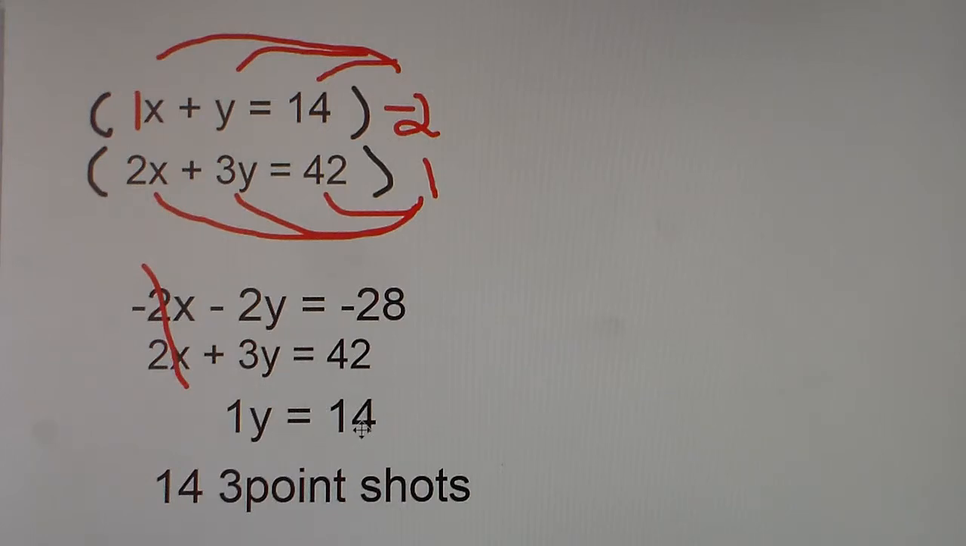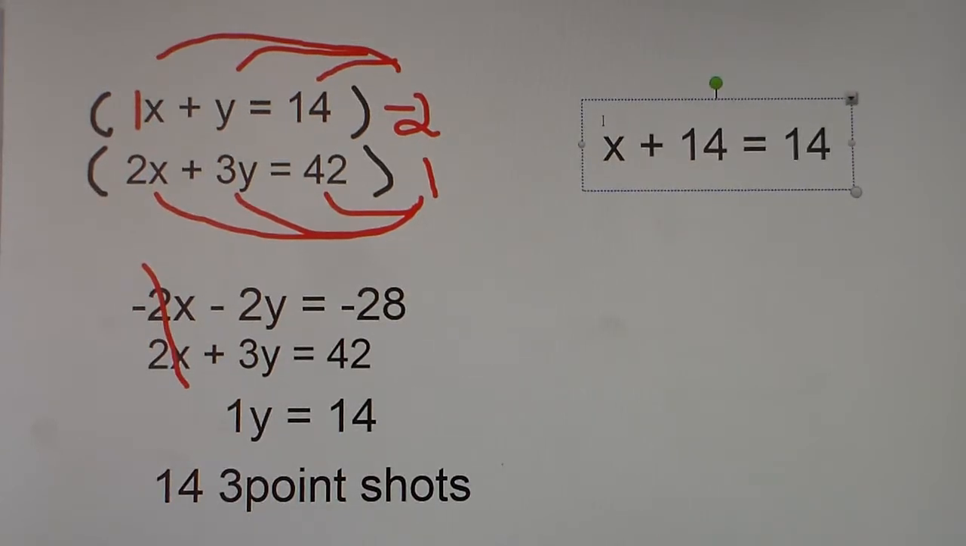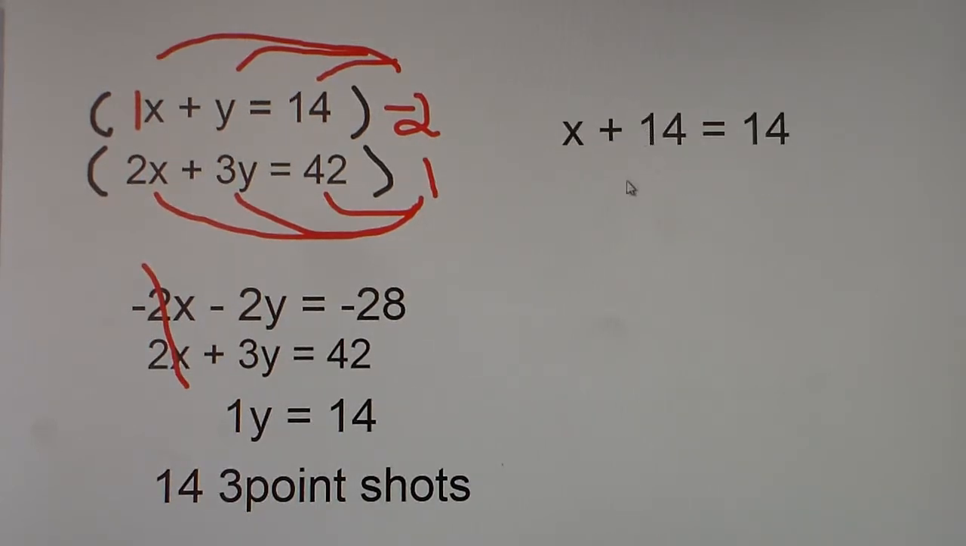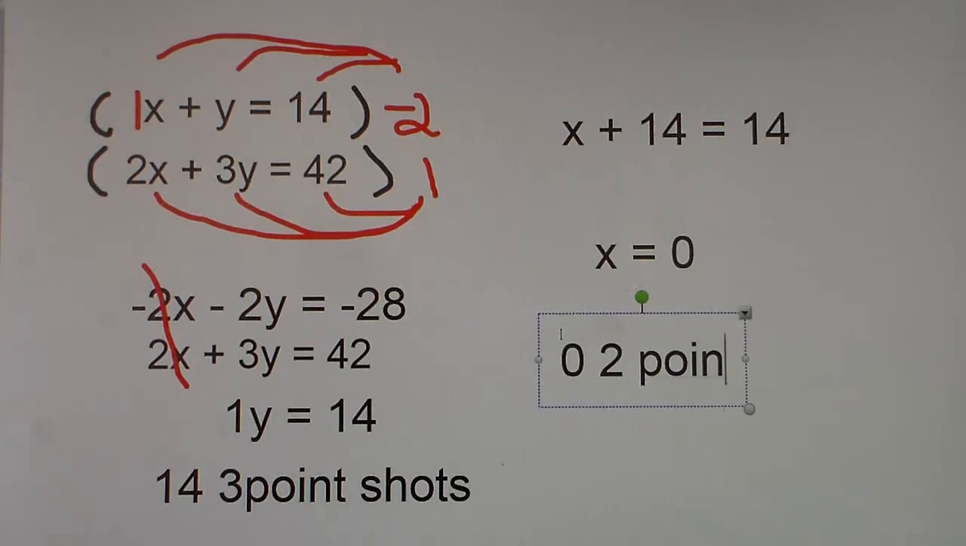Now we're going to take that 14, we're going to put 14 in for y, and that's how we're going to find out how many 2-pointers he made. So 1x plus 14 equals 14. You subtract 14 from both sides, and you get x equals 0. So Kevin made 0 2-point shots in this particular game.